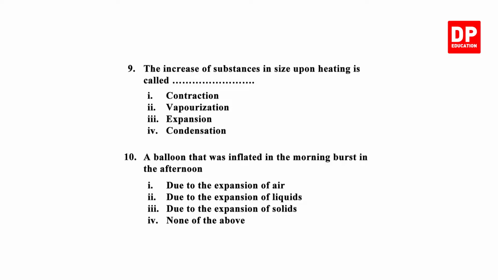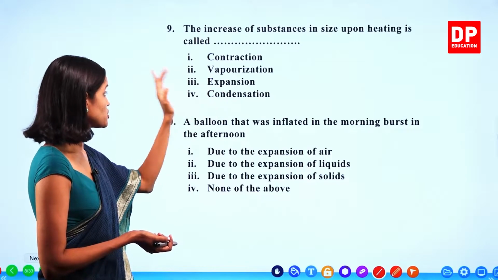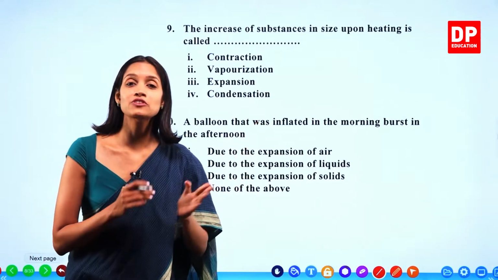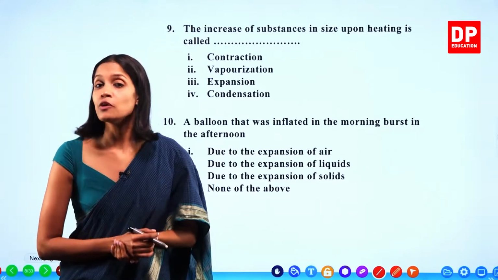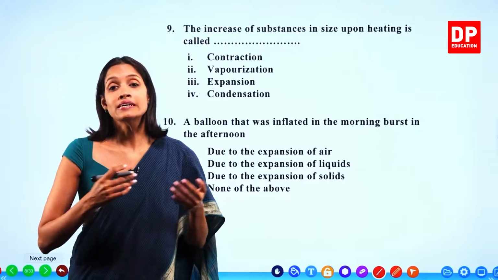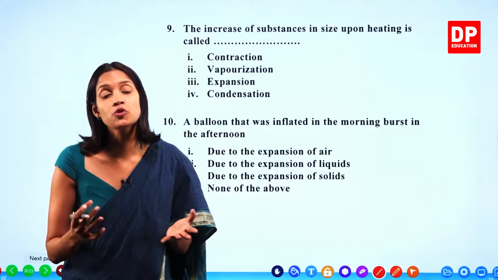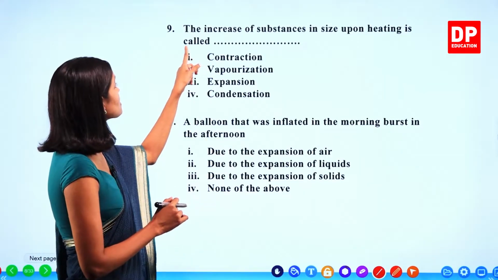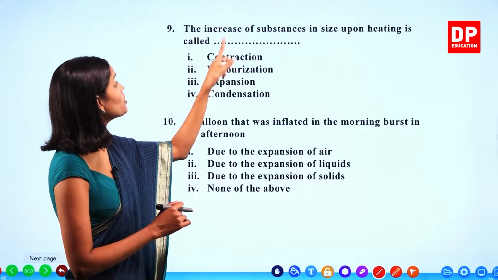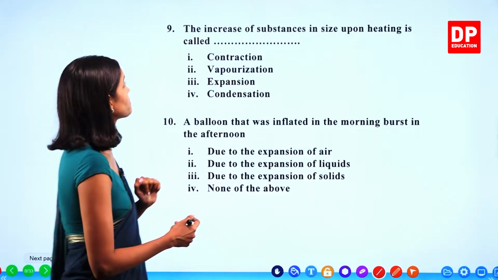Next one. The increase of substances in size upon heating is called. What is this, children? Contraction, vaporization, expansion, condensation. What happens to the objects when they absorb heat? What happens to the size and the volume, children? Size and the volume of the objects increases, right? The matter increases because of absorption of heat, right? The increase of substances in size upon heating is called, what is this, children? Expansion.